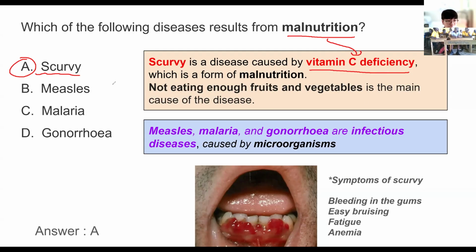Other choices like measles, malaria, and gonorrhea are infectious diseases and not really malnutrition. They're caused by microorganisms instead. Symptoms of scurvy are bleeding in the gums, easy bruising, fatigue, anemia, etc. Like here. So the answer was A.